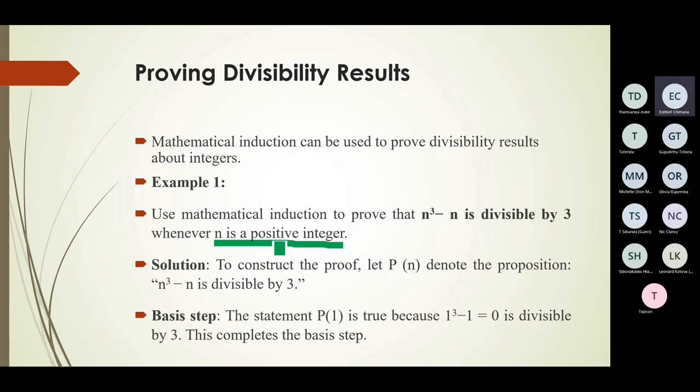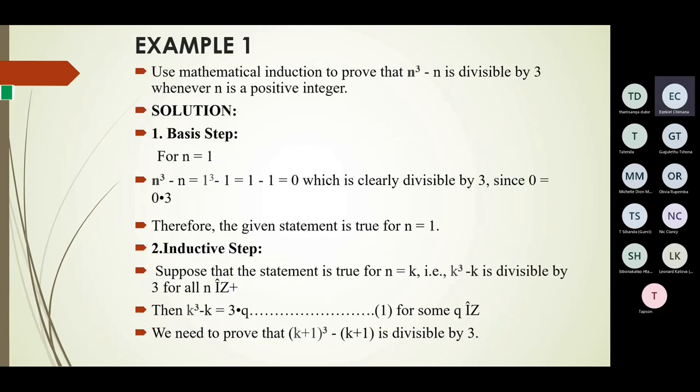N is positive integers, which means you can take 0, 1, 2, 3 going upwards. So I'm sure this is the example. Let's start with the basis step.